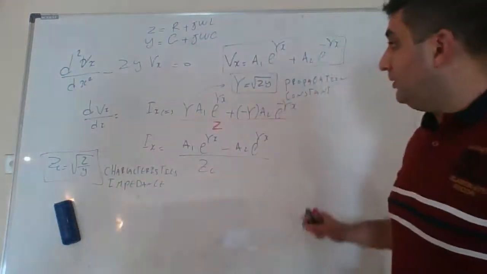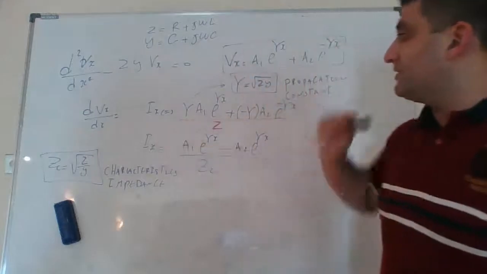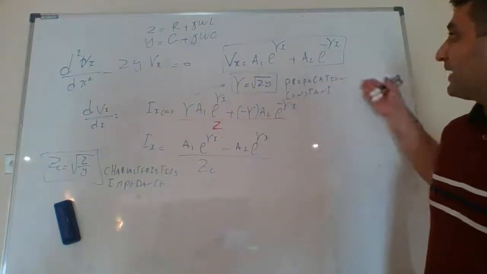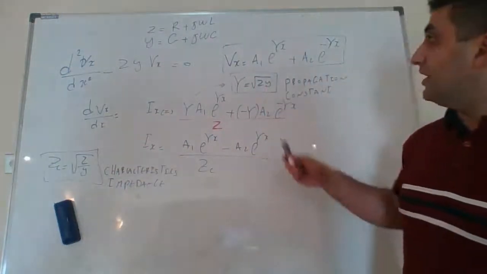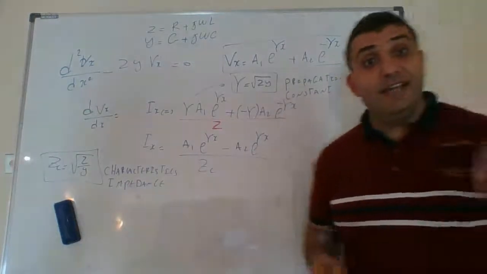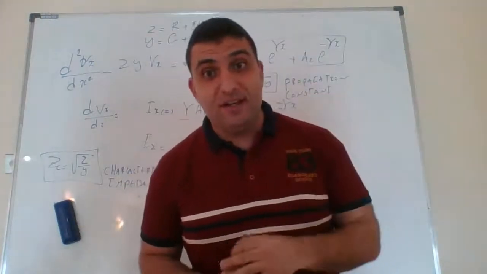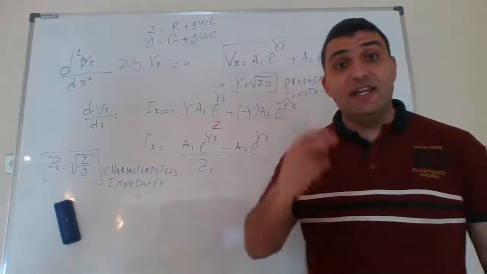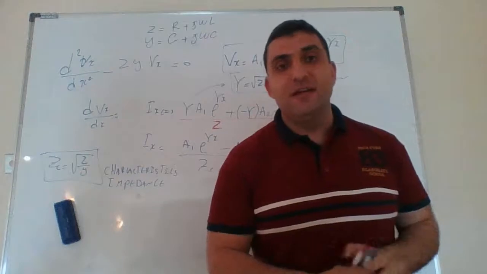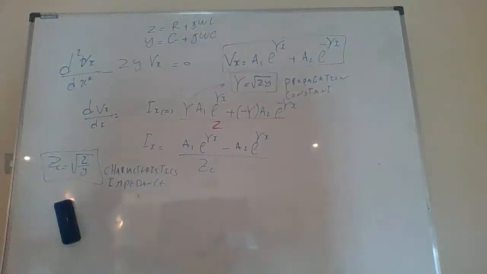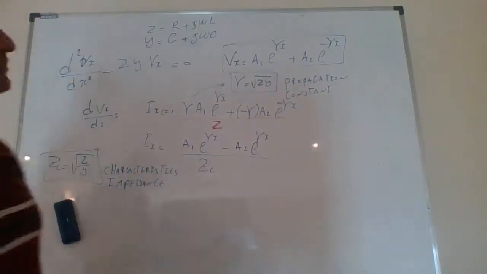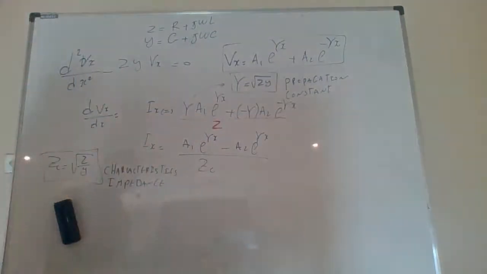Okay, so now I have Ix and I have Vx. I defined what a propagation constant is, I defined what a characteristic impedance is. Perfect. All I have to do now is find A1 and A2. From differential equations, how do I find these two constants? By having a set of values, by the boundary conditions of my system. What's my boundary condition of my system? Let's first look at when x is 0.